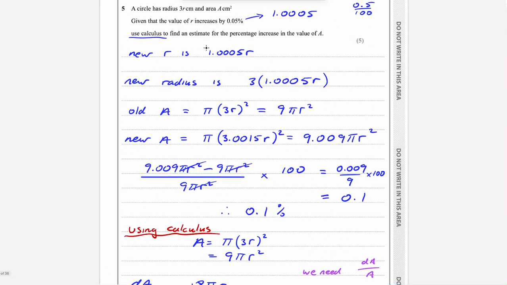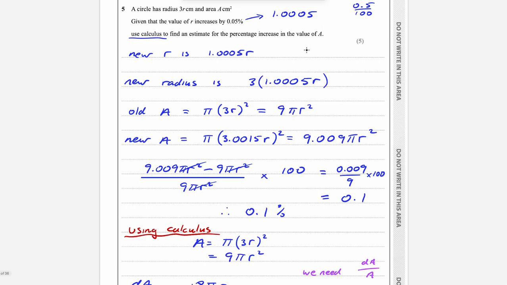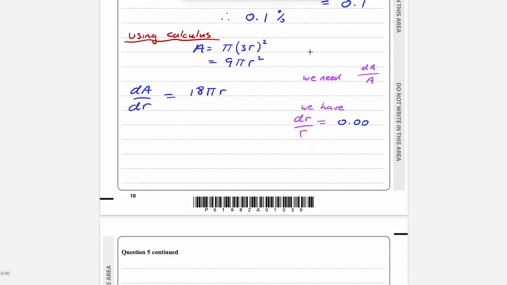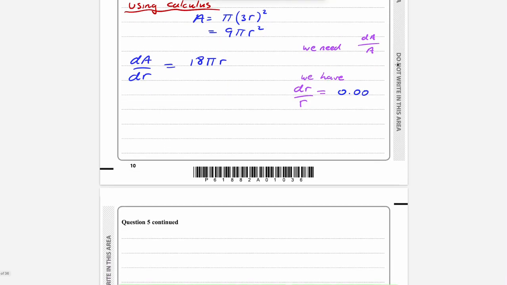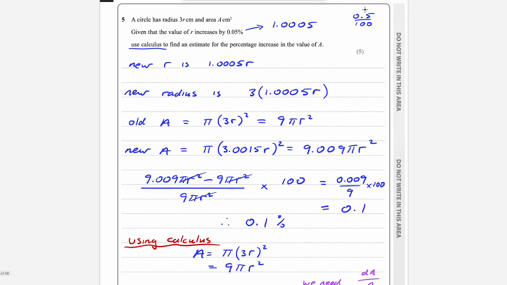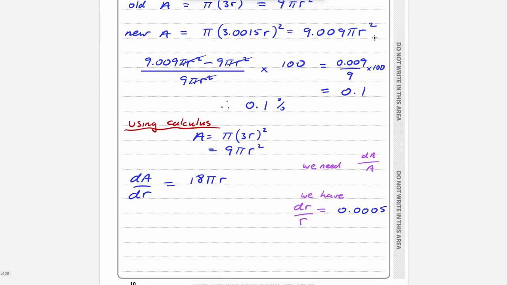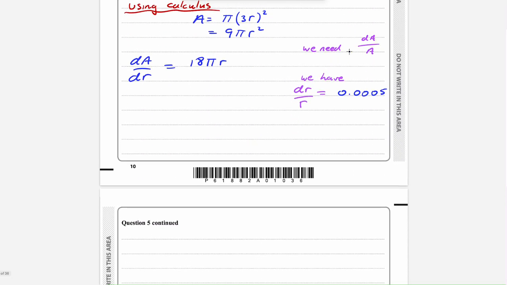Well, hang on a second. It increases by 5%. So the change in r over r is 0.0005. That's this guy here. It's 0.5 over 100, which is 0.0005. So that is the change in r over r.